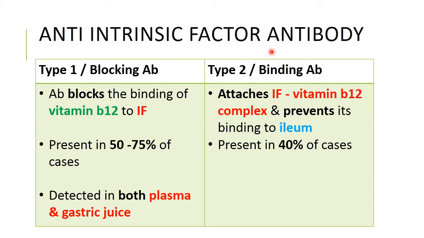Anti-intrinsic factor antibodies are of two types, type 1 and type 2. Type 1 is known as the blocking antibody. This particular antibody blocks the binding of vitamin B12 to intrinsic factor. It prevents the binding of vitamin B12 to the intrinsic factor, and this is seen in 50 to 75% of the cases, detected both in the plasma as well as in the gastric juice.